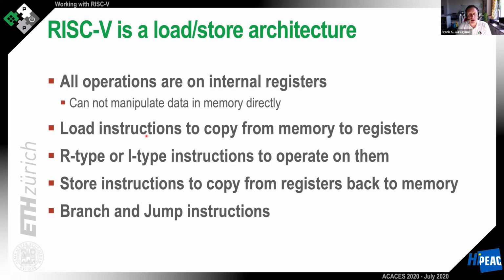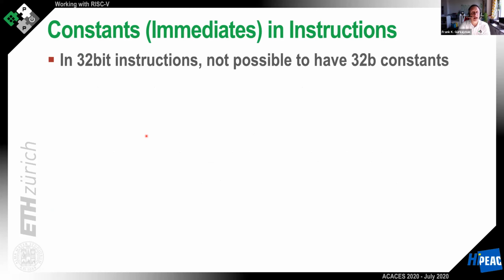In addition to that, you have flow control instructions. So you have to build loops and if-else branches. So you need branch and jump instructions that round up your capabilities. Now, in a lot of these instructions, you need constants. And I'm talking now about 32-bit. It's the same for 64 and 128.